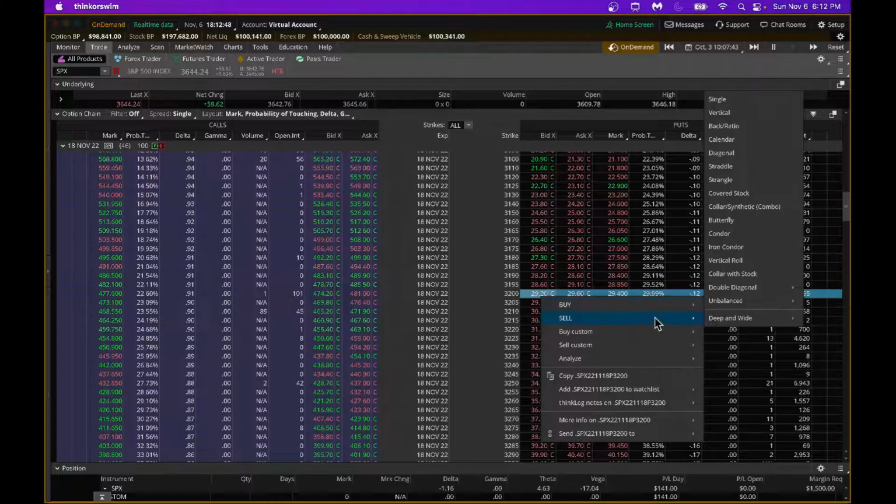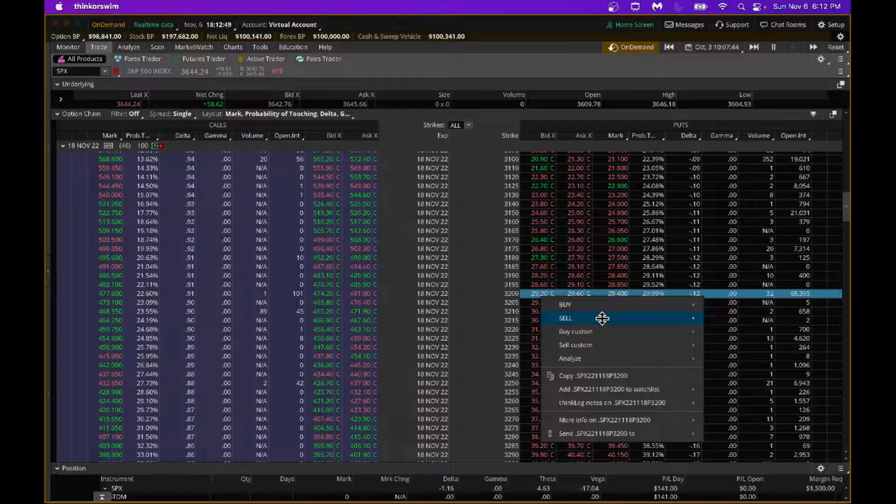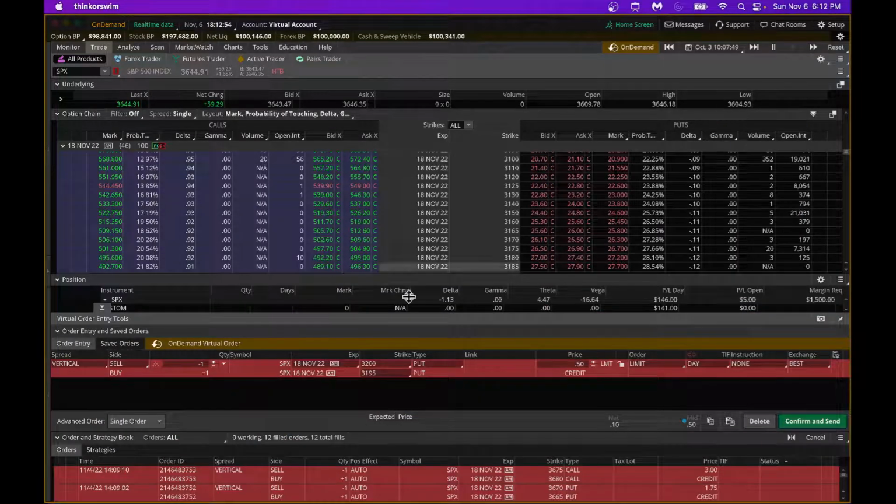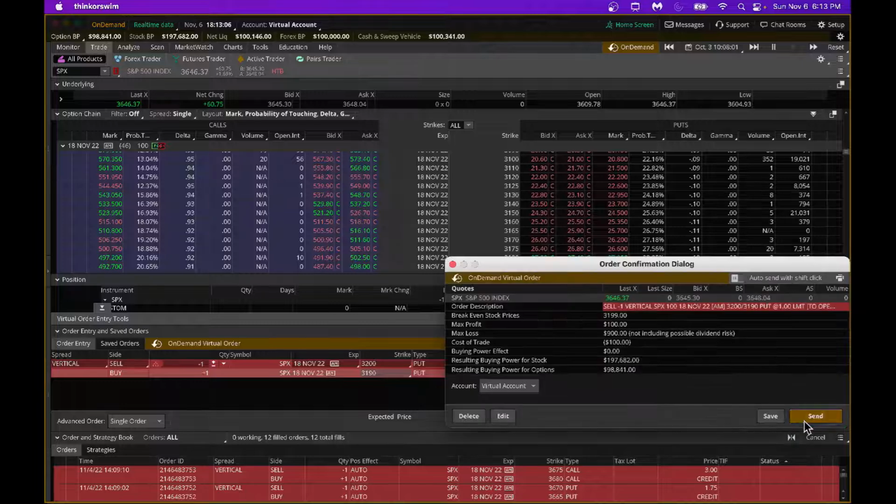Look, go here, sell, and create a vertical spread here, 3200. I'm selling 3200 and I'll buy 3190, $10 wide. Look, I'm bringing in $100. That's good enough. Let's confirm and send this one here. There we go. So look, we are basically selling a vertical spread, a credit spread, or a put spread as you call it, $10 wide.